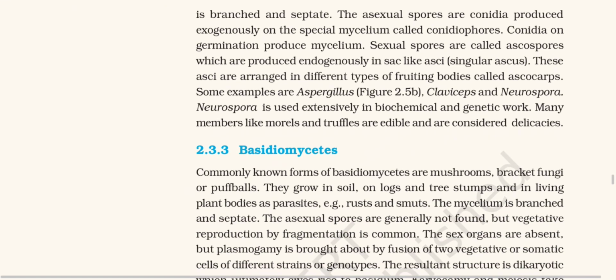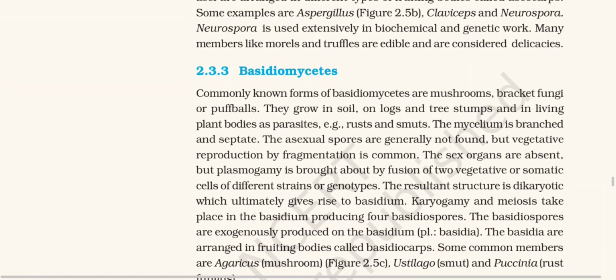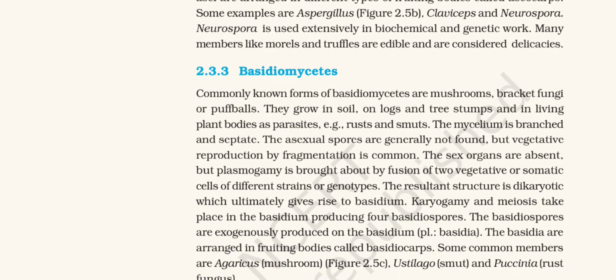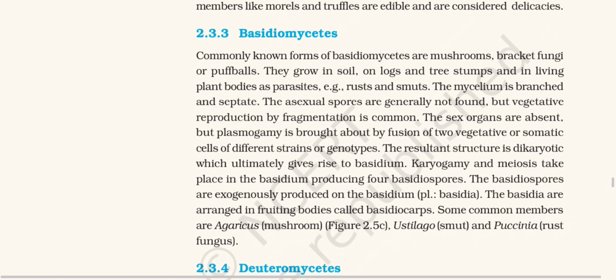2.3.3 Basidiomycetes. Commonly known forms of Basidiomycetes are mushrooms, bracket fungi, or puffballs. They grow in soil, on logs and tree stumps and in living plant bodies as parasites, e.g., rusts and smuts. The mycelium is branched and septate. The asexual spores are generally not found, but vegetative reproduction by fragmentation is common.